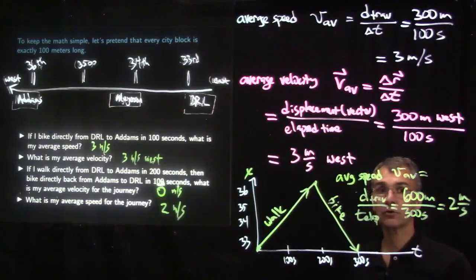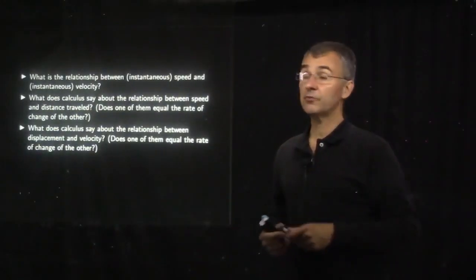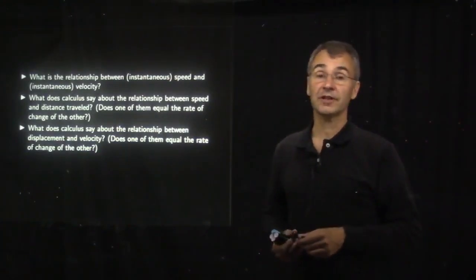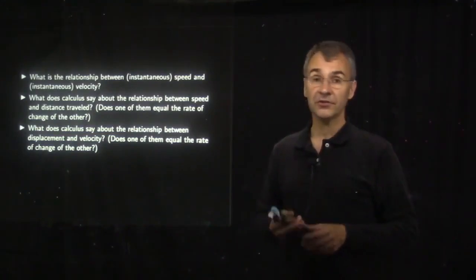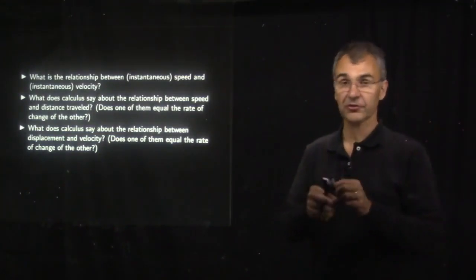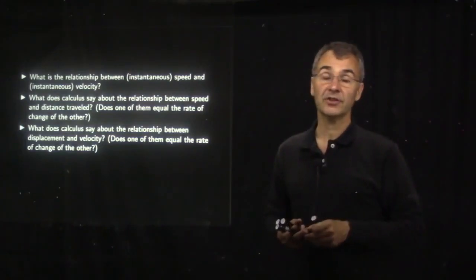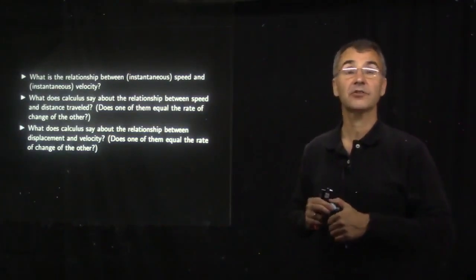What is the relationship between speed at a given instant and velocity at a given instant? Speed is a scalar quantity. It does not have a direction associated with it. Velocity is a vector quantity. It does have a direction associated with it. And the speed at a given instant is the magnitude of the velocity at that instant.